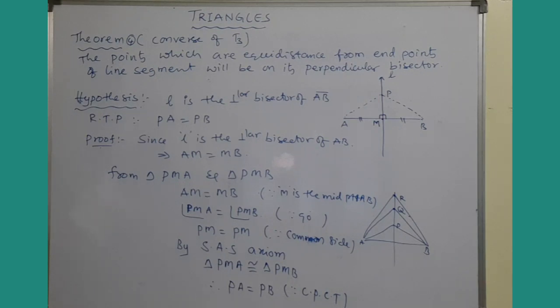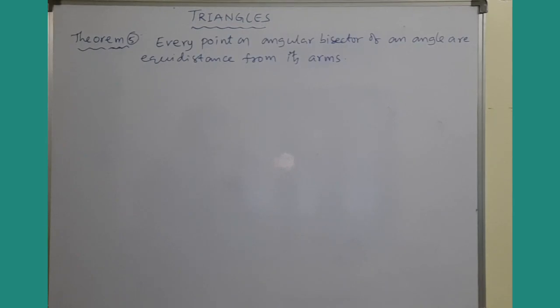You can try it, same as the previous one. Just you have to prove it in a reverse manner. Okay. Coming to theorem number 5. Every point on angular bisector of an angle is equidistant from its arms.